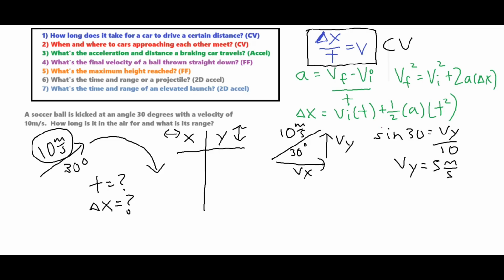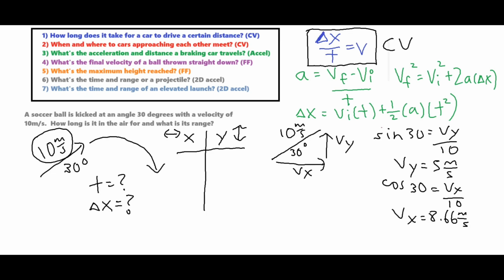meters per second. And then in the horizontal direction, we're going to use cosine because that's going to give us the adjacent side, and that is Vx over the hypotenuse, and 10 times cosine of 30 is going to give us a Vx of 8.66 meters per second.